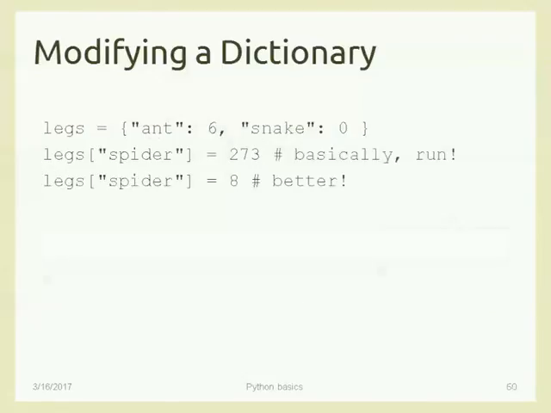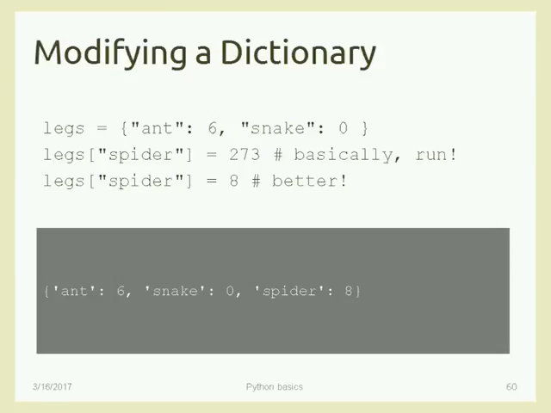So maybe 273 legs is a little bit too much for a spider. And maybe we can go back to 8, that is more normal. So we can perform this operation. We can also edit an element inside the dictionary in the same way in which we add the element. So we can say that the dictionary, square parentheses, the name of the key that we want to edit or to add, like before, equal its value. In this case, spider is already present in the dictionary, so we can replace the previous value.